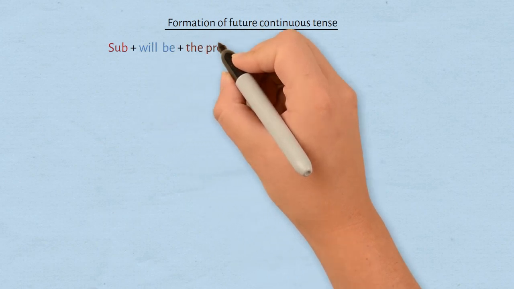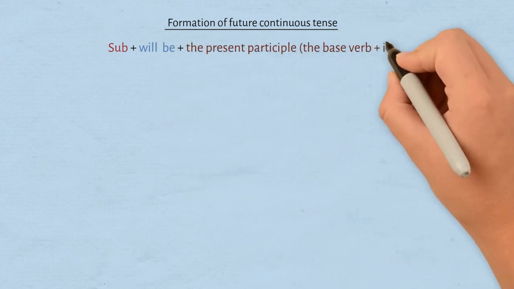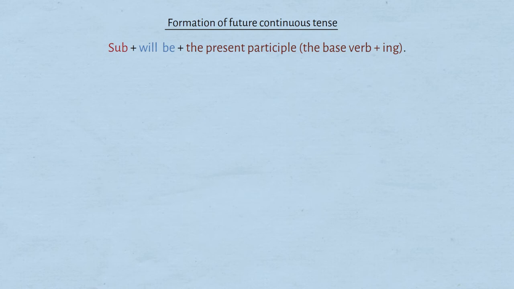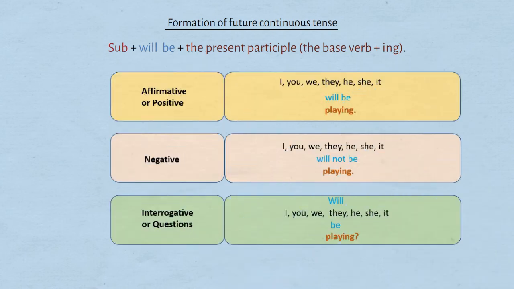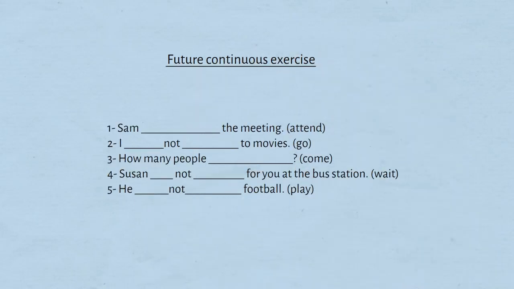Now, let's see how to form the future continuous tense. Will plus be plus the present participle, that is the base form of the verb, plus an ing. Affirmative sentences: I, you, we, they, he, she, it will be playing. Negative: I, you, we, they, she, he, it will not be playing. Questions: Will I, you, we, they, he, she, it be playing? So now pause the video and try to complete the following sentences using given verbs.